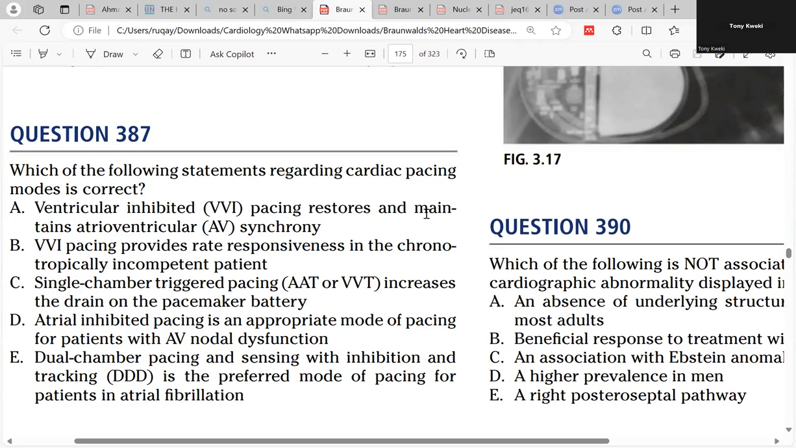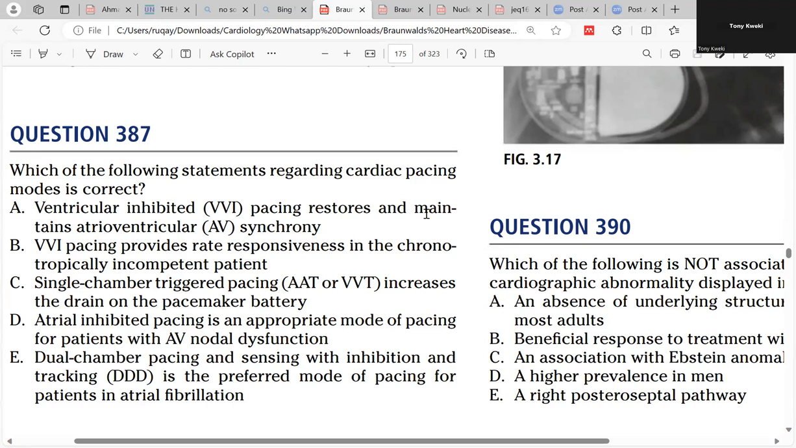C says single chamber triggered pacing. That's AAT. So it senses the atrium, paces the atrium, and it triggers. So every time it senses activity in the atrium, it also triggers an impulse. Or VVT, same thing for the ventricle. Does it increase the drain on the pacemaker battery? Yes, because each time it senses, it paces. It triggers an activity. So C is the correct answer. The single chamber triggered modes drain the battery quicker. And frankly, they're not commonly used in modern times, except if there are specific indications for them.